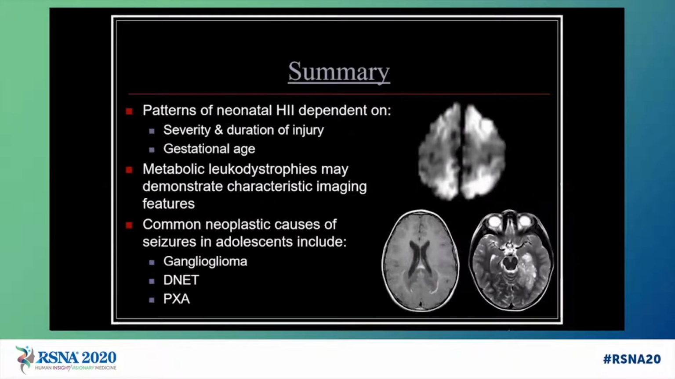So in summary, we looked at the different patterns of neonatal hypoxic ischemic injury, emphasizing that it's really dependent upon the severity and duration of injury as well as gestational age. We looked at some of the characteristic imaging features of the more common metabolic leukodystrophies, and then we looked at the imaging features of common neoplastic causes of seizures in children, which are ganglioglioma, DNET, and PXA.